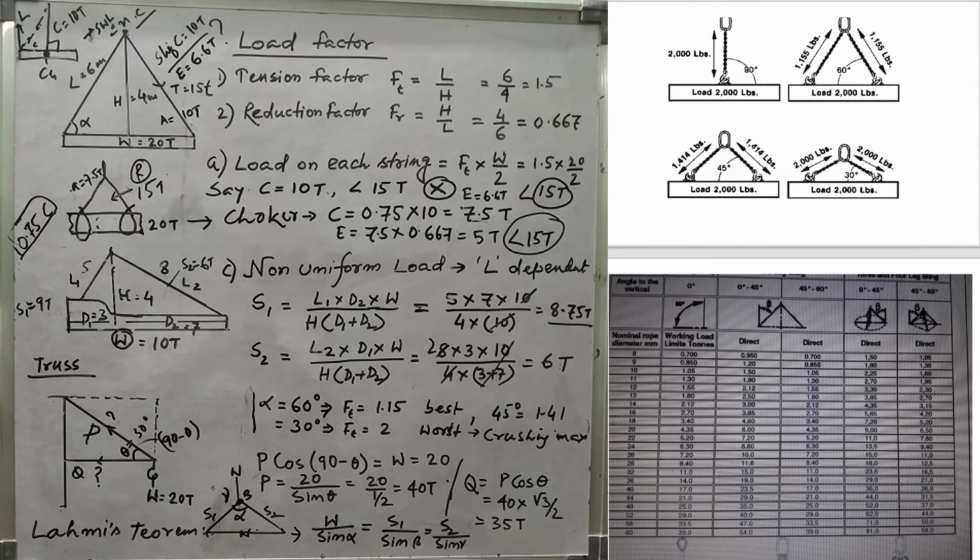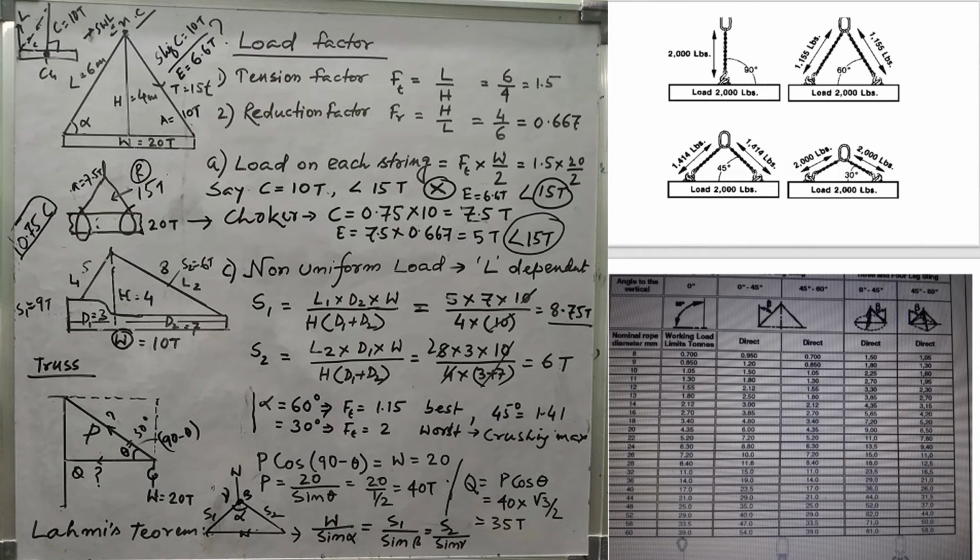We have 2 factors. One is tension factor, that is length by height, and another is reduction factor, height by length. Sling capacity is reduced as per reduction factor, whereas weight sharing on a branch is increased as per tension factor.